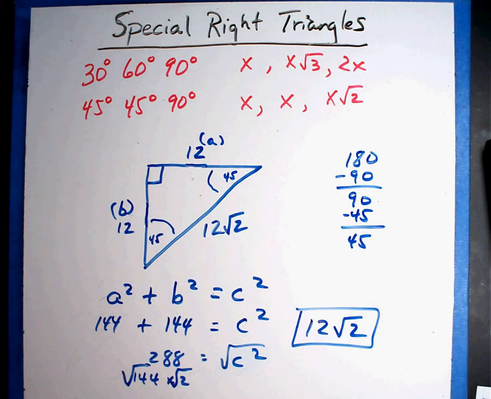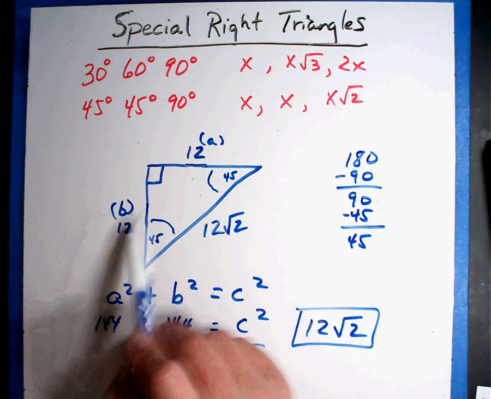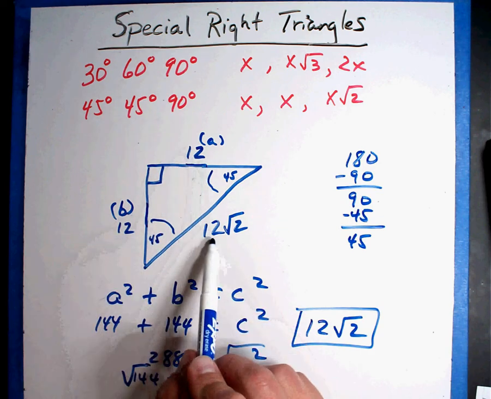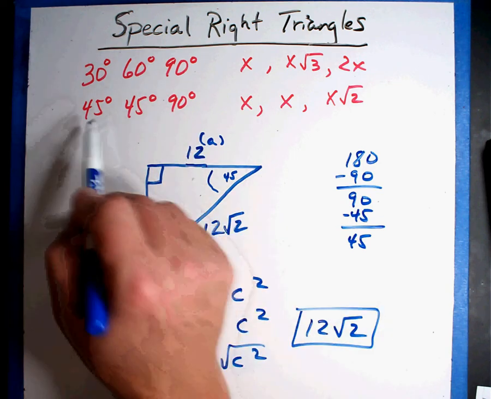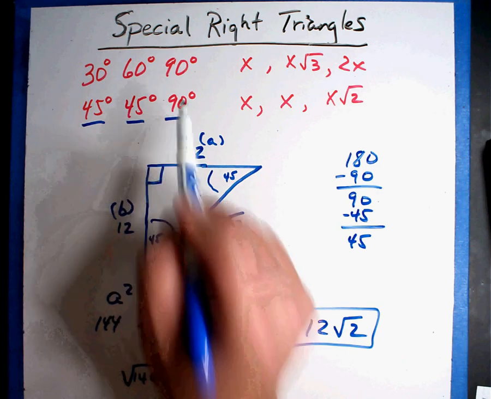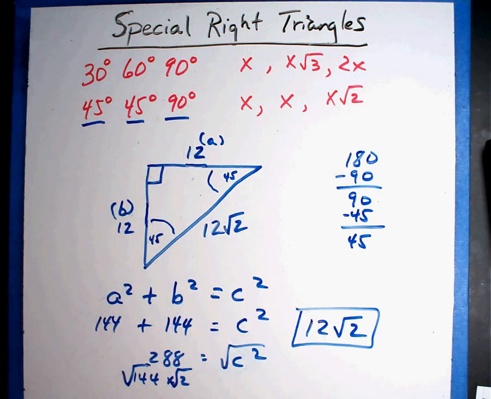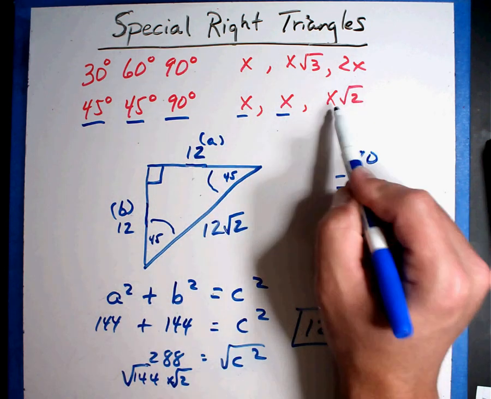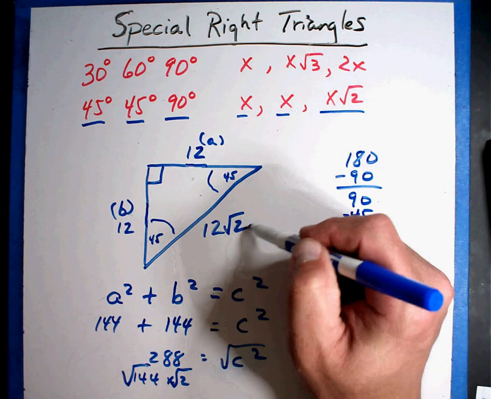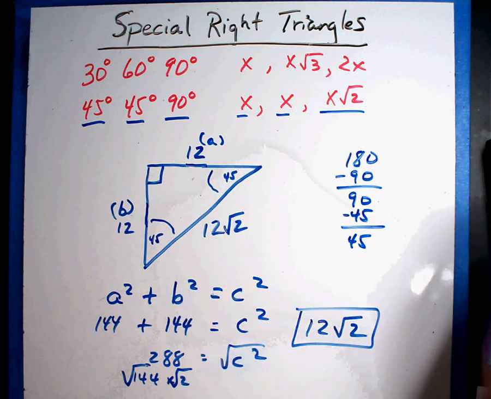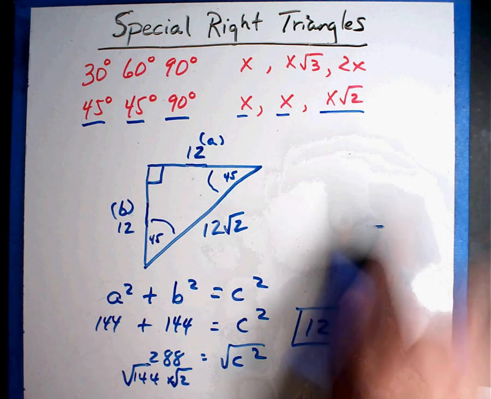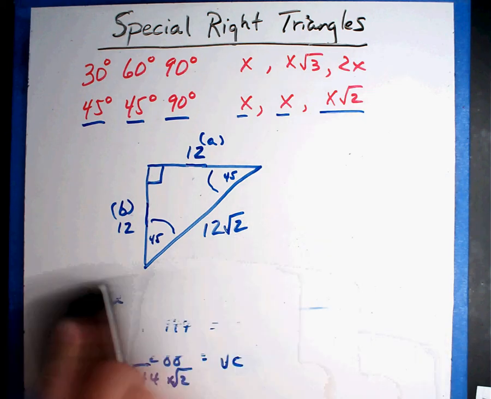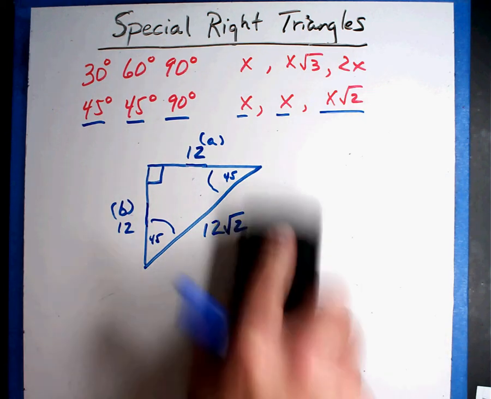Now look what has happened here. 12, 12, 12 square roots of 2. If you have a 45, 45, 90, you're going to have a triangle that has a number, and then that number times the square root of 2, and we just proved that. Okay? Let's do it again with smaller numbers and see what we get, just to make sure that we are correct. Those were bigger numbers, but let's see if we can get it.